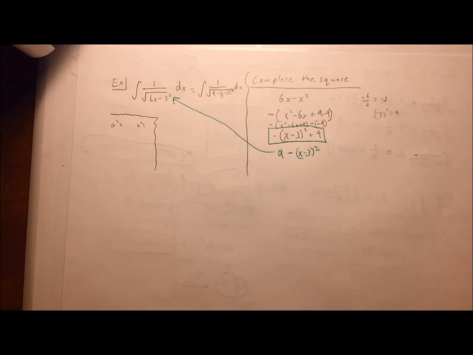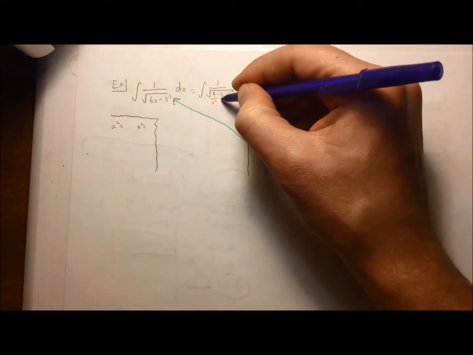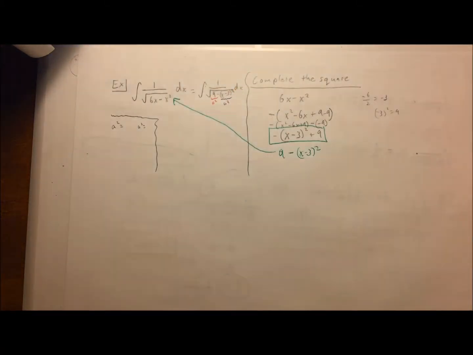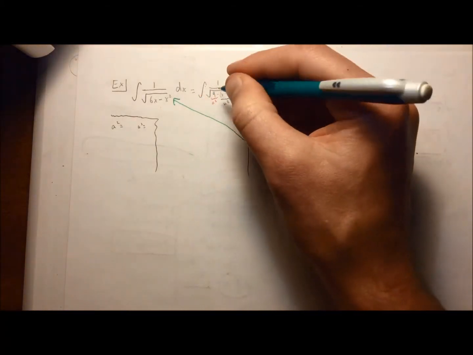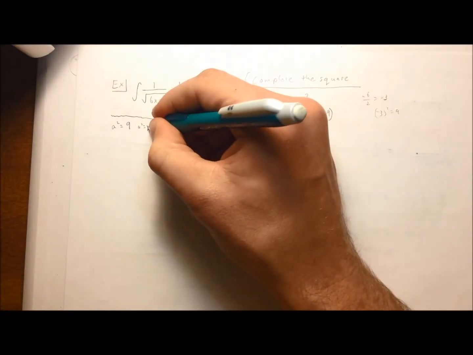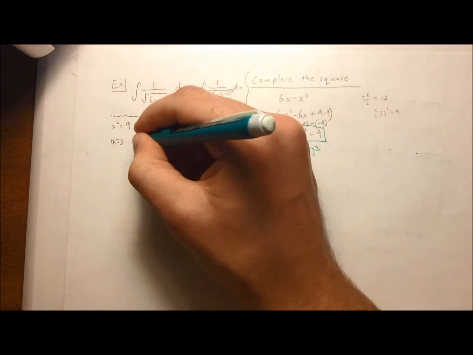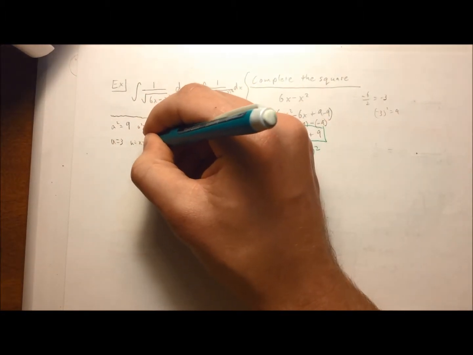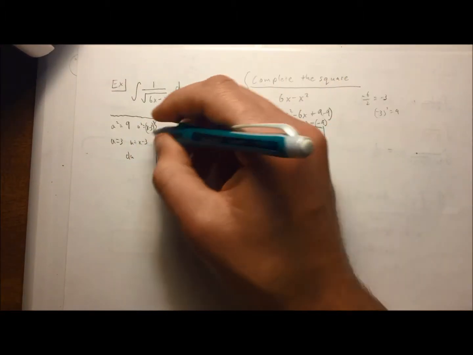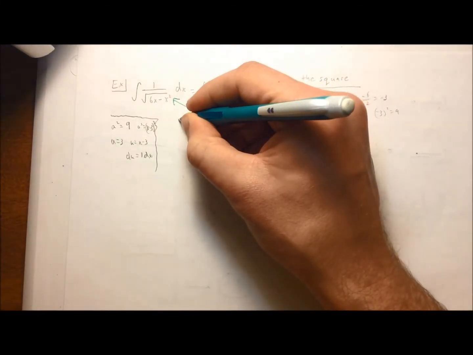Well, that fits perfectly into our arcsine formula. This is a squared. This is my u squared. And so I'm going to come down here. A squared is 9. U squared is x minus 3 squared. So that means a is 3 and u is equal to x minus 3. Change everything to u. du is going to equal 1 dx. Well, that's pretty. At least they cut us a break there.